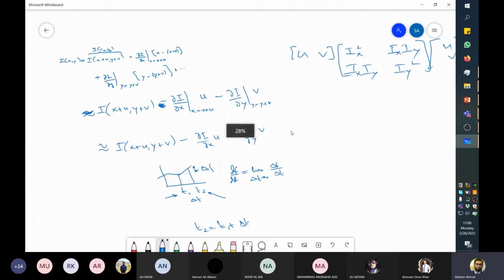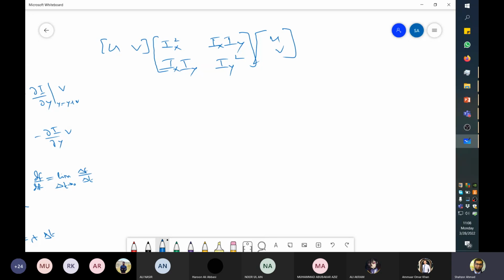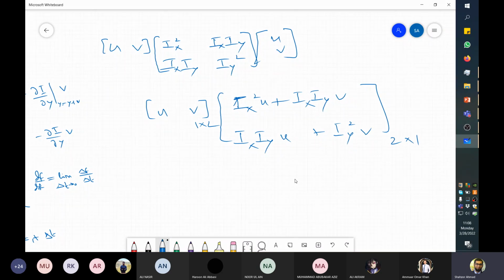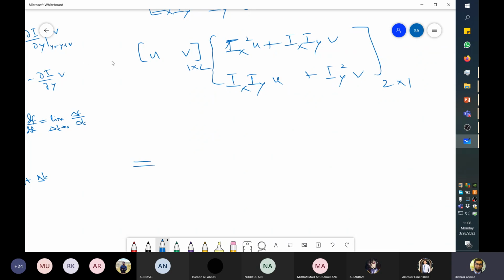Okay, so to do this, if you do this multiplication, you will easily be able to find that it is the same as what is given on the slide. So this is a 1 by 2 vector, and this is a 2 by 1 vector. So now they have consistent dimensions, and we can simply multiply them. And this basically just gives us u square Ix square.